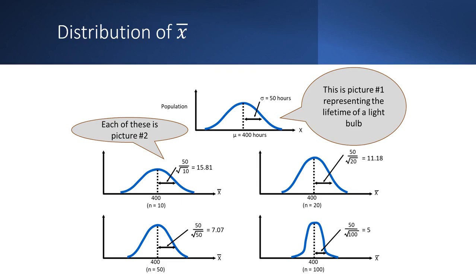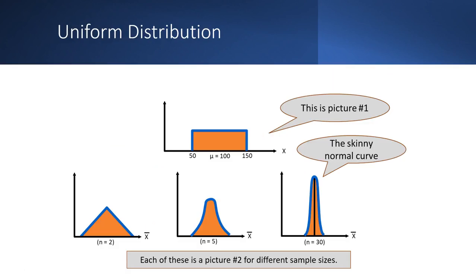For this particular picture, we don't actually need the central limit theorem here because the shape of the population in picture 1 is believed to be normal. But what you see is that at each picture number 2, the normal curve will get skinnier as the sample size increases. So we don't need a large sample size for this situation because our population is already normally distributed.